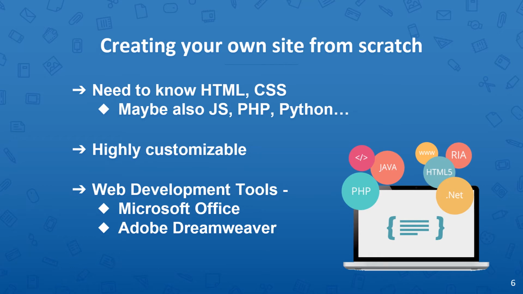The other option is to create a website from scratch. For this, you'll need to know how to code with HTML and CSS. You may also need to know JavaScript, PHP, and Python. Creating your own website allows it to be highly customizable. Some tools to help you build are Microsoft Office and Adobe Dreamweaver.